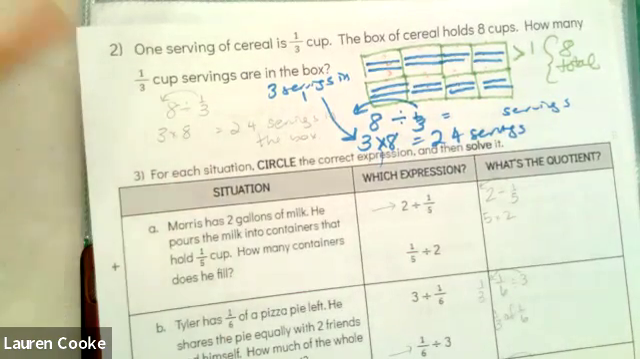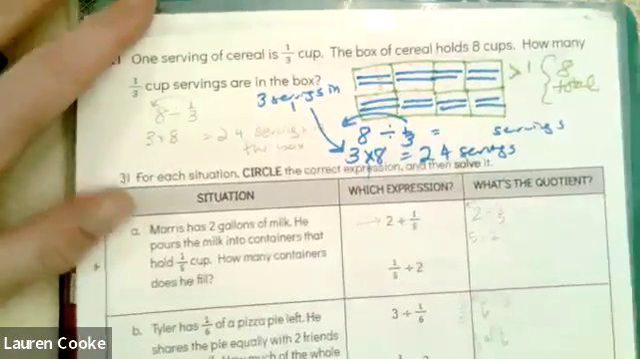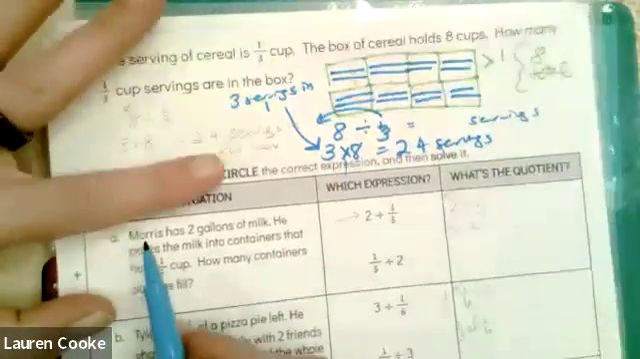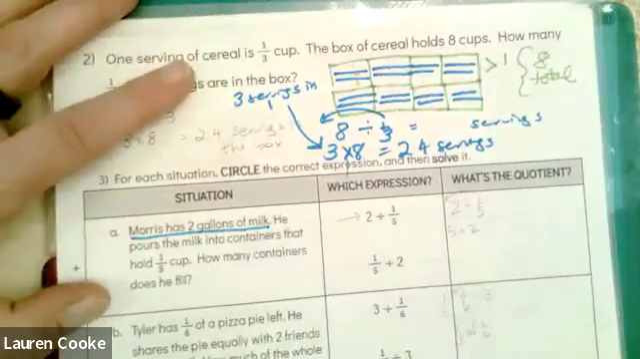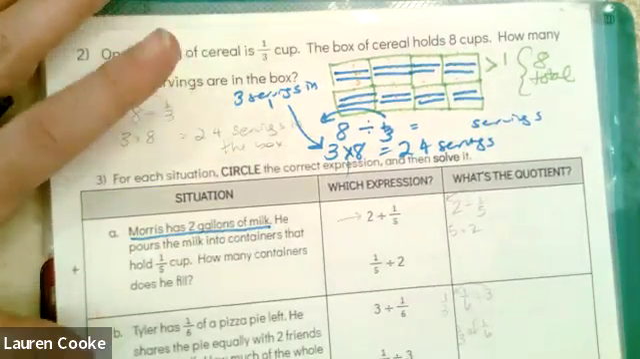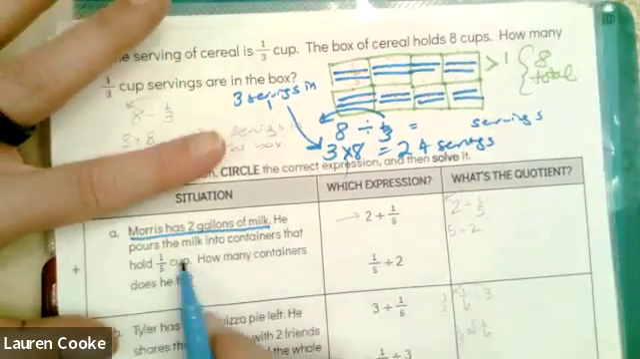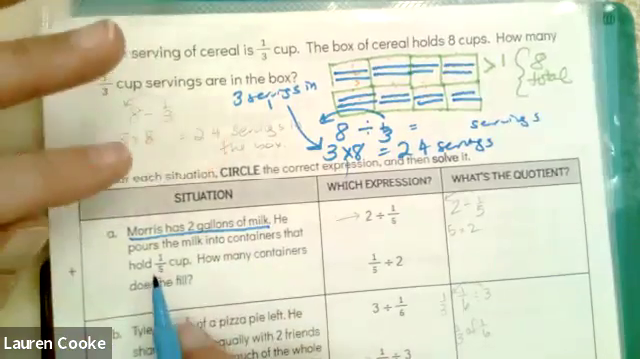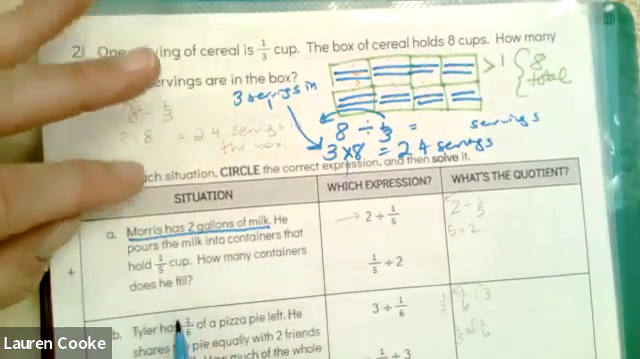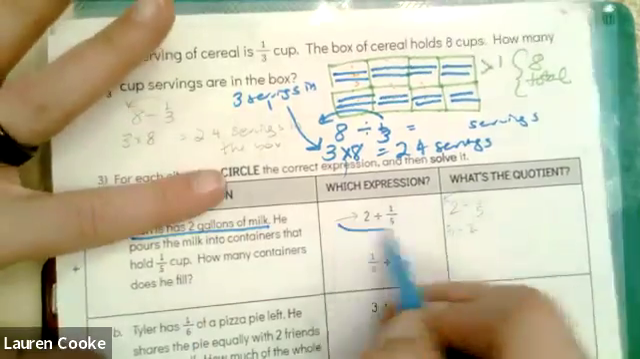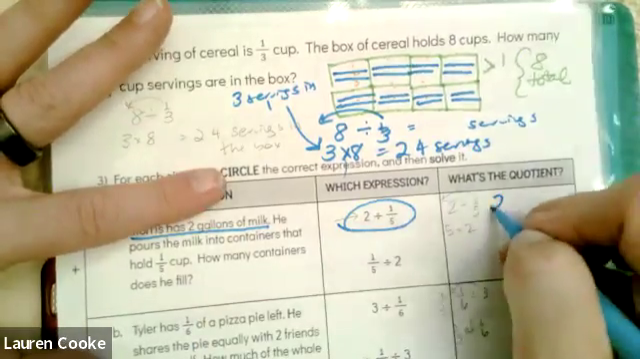We're going to take a situation, we're going to pick an expression, and we're going to solve. Morris has 2 gallons of milk. So already I'm thinking that's definitely the dividend. I'm starting with that number. He pours the milk into containers that hold 1/5 cup each. How many containers does he fill? All right, I'm selecting this one and I'm solving.